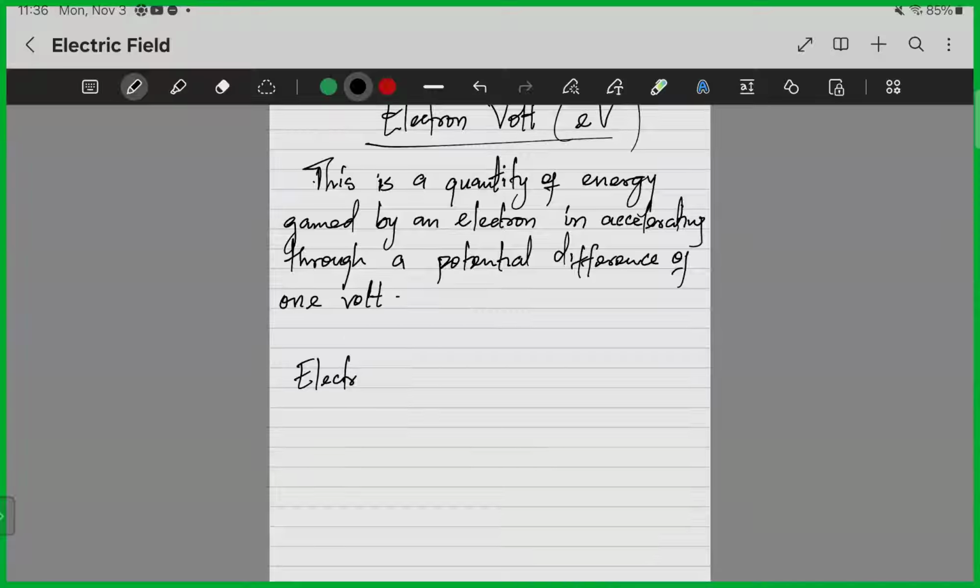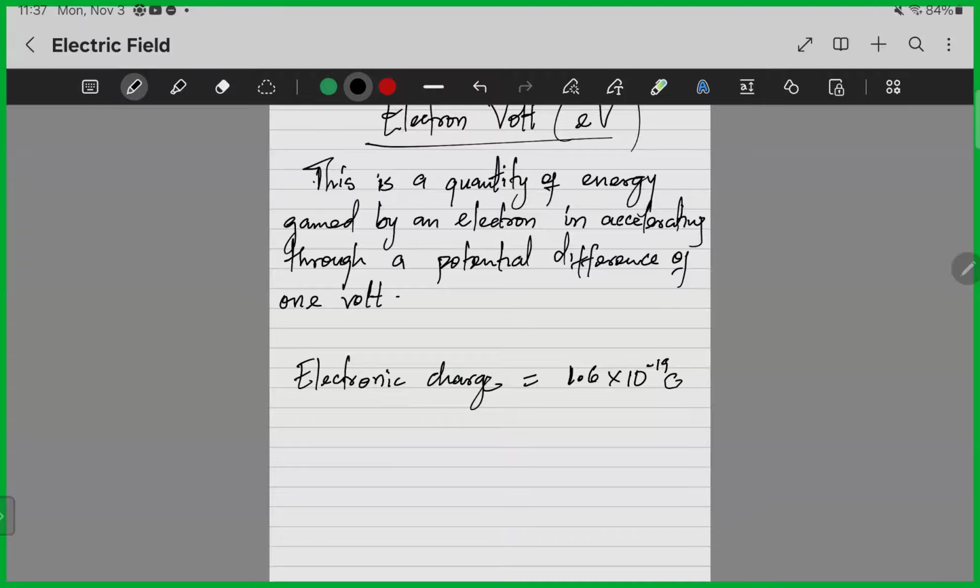An electronic charge, be it positive or negative, the magnitude, the value, is of this magnitude. When it's an electron, it is negative. When it's a proton, it is positive. But this is the charge. It has the value of 1.6 times 10 to the minus 19 coulomb.